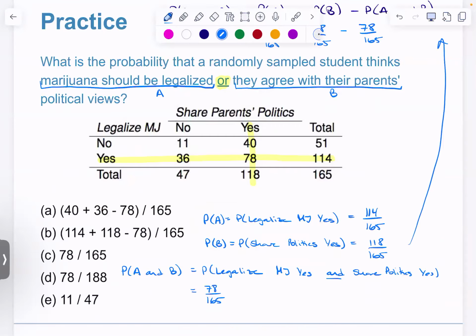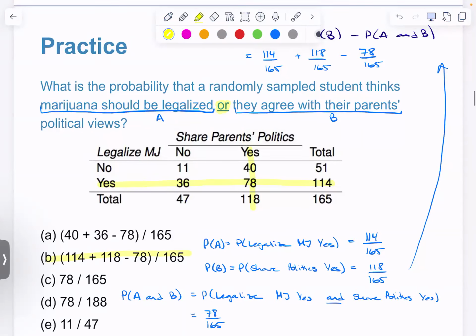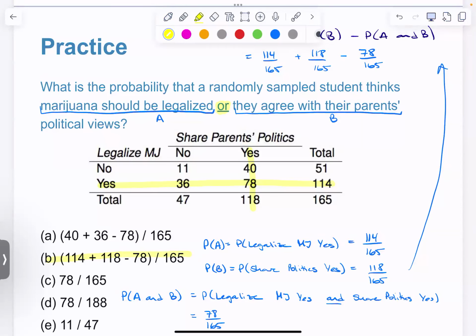And maybe it's one of these. Oh, looks pretty good. How about B? We'll just calculate it for good measure. I get 154 out of 165. Ugh, cramped.